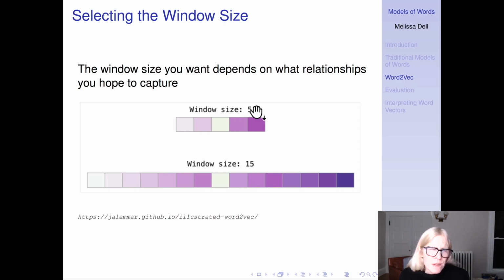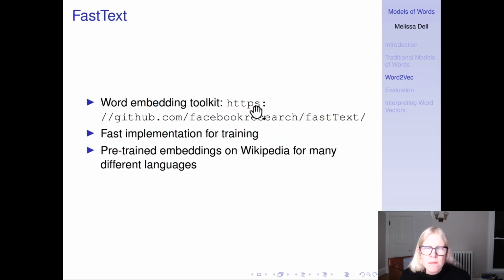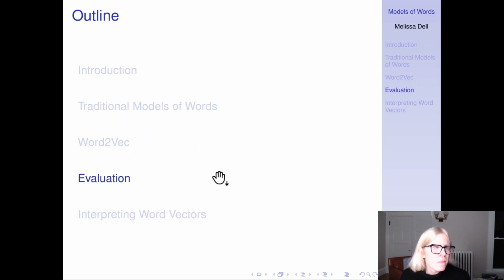The window size for the context you want depends on what relationships you hope to capture. Small windows are good for indicating words are interchangeable. Smaller windows will tend to extract more syntax-based information, whereas larger windows allow context to have larger effects, and embeddings are more likely to measure similarity in terms of the relatedness of words. And I've cited a toolkit here.